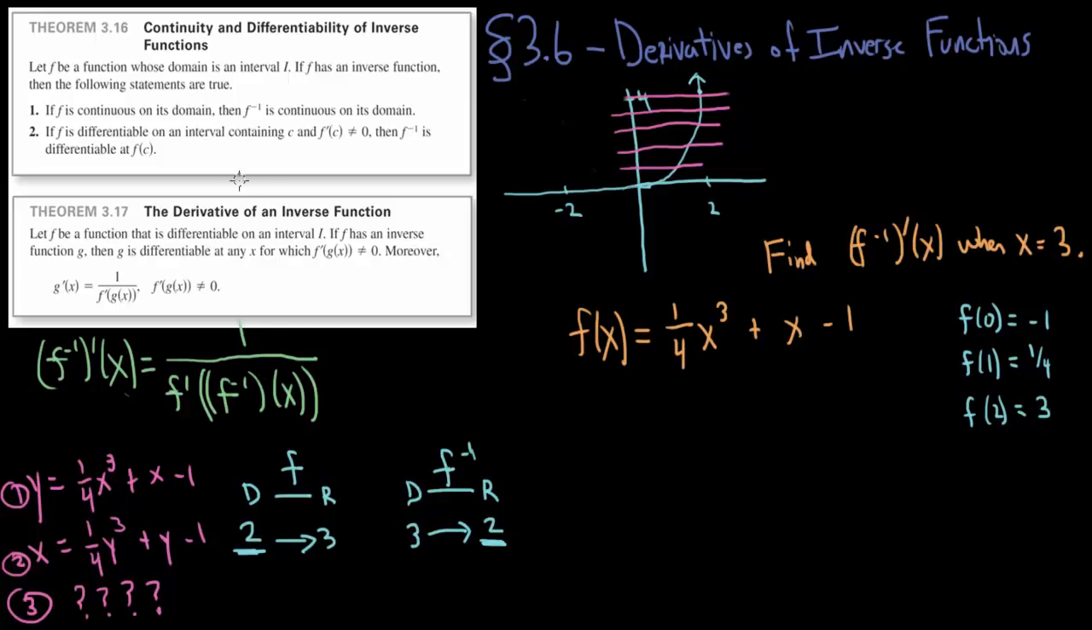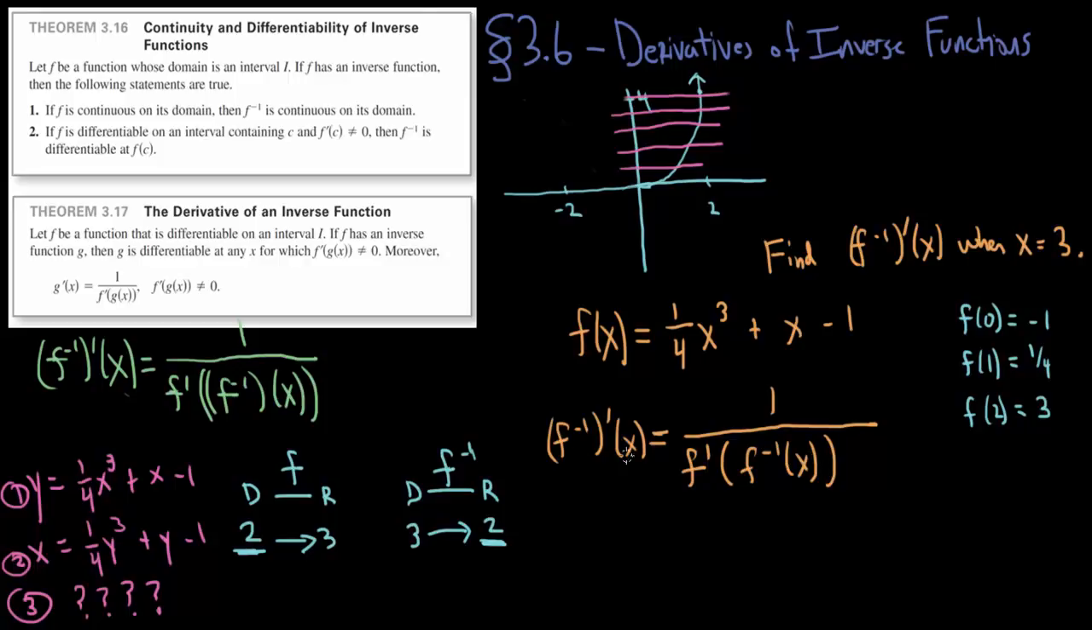F inverse of x, not inverse prime of x, because I don't know how to find f inverse prime. That's the whole point. Okay? So let's see here. Just to solve now, because I essentially have everything I need, I can say that f inverse prime of x, again, this notation I realize is atrocious, but that's just what we have to work with, equals 1 divided by f prime, so that's just this prime, evaluated at f inverse of x.